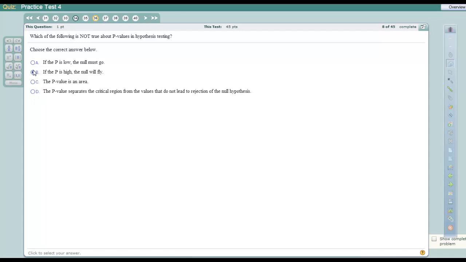P-value is an area. Yes, it's the probability or area of being that extreme. The p-value separates the critical region from the values that do not lead to rejection of the null hypothesis. I don't know about that one, but we're going to leave it alone.